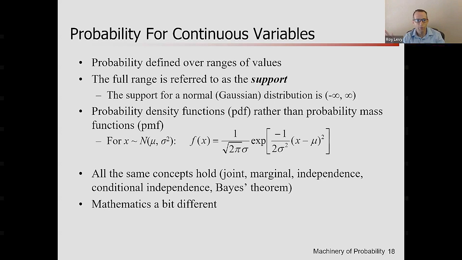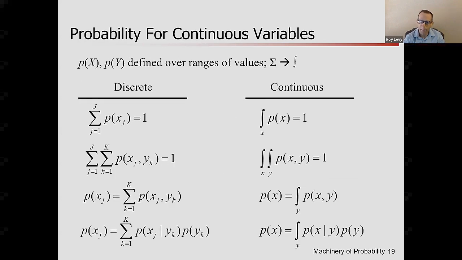All the same concepts we've quickly reviewed: joint and marginal distributions, conditional distributions, Bayes' theorem, notions of independence of variables, conditioning, all that machinery of probability, all applies for continuous as well as discrete random variables. The only change is in the mathematics. What do I mean by that? Basically, the shift from discrete to continuous is that instead of taking sums, we take integrals.